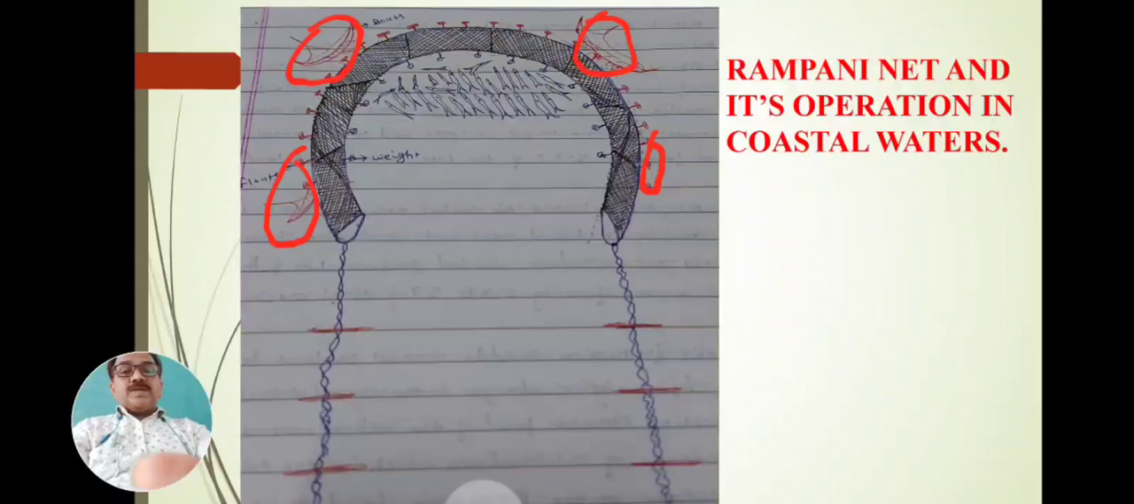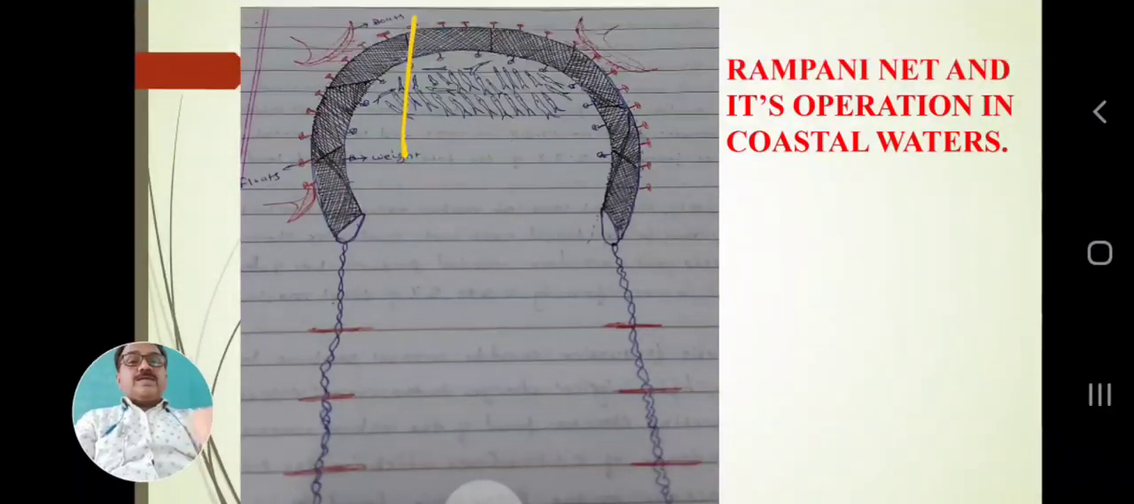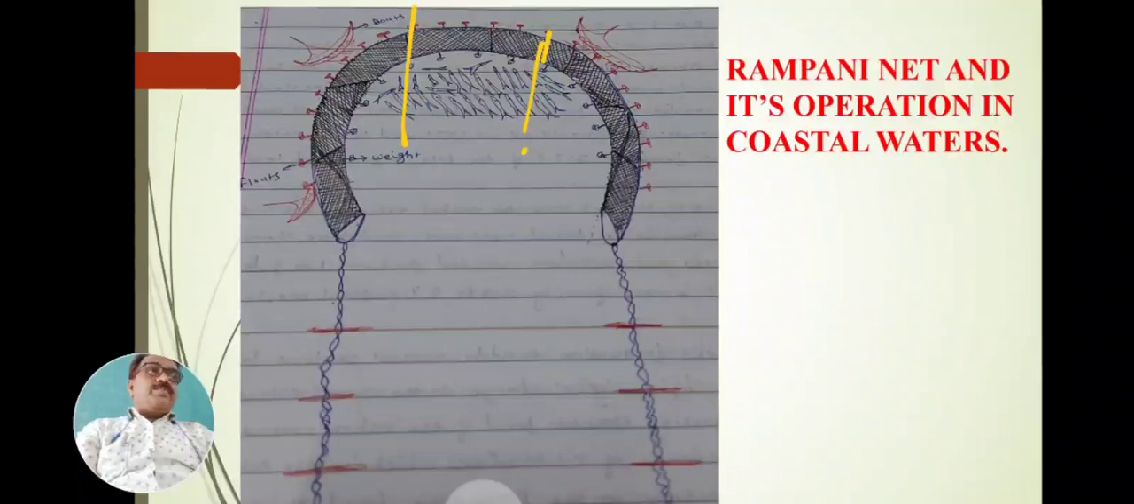These are the floats, indicated by green color. These are the floats to keep the net floating in water in a permanent stretching condition. Then the pink color shows the sinkers or weights, which are at the central position, inner side. This net is constructed in such a way that when 100 pieces are used, the central part of this net is indicated in yellow. This is the center. When 100 pieces are tied together, the Rampani net is constructed.